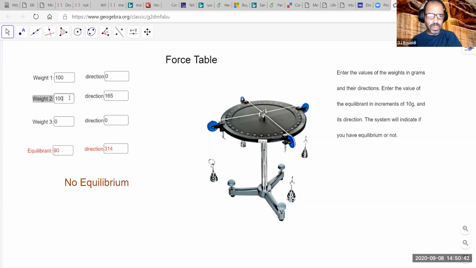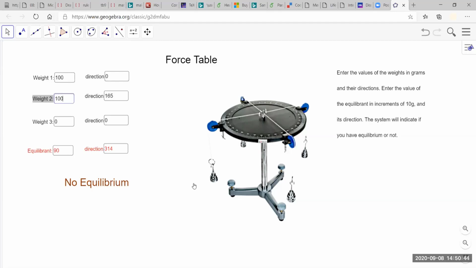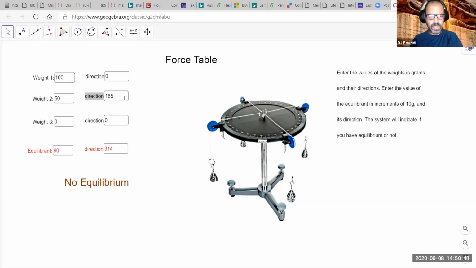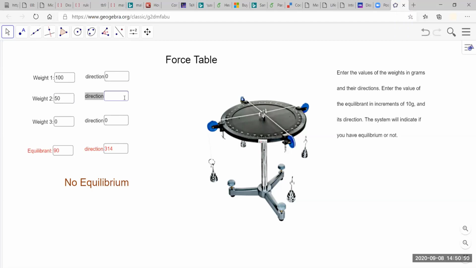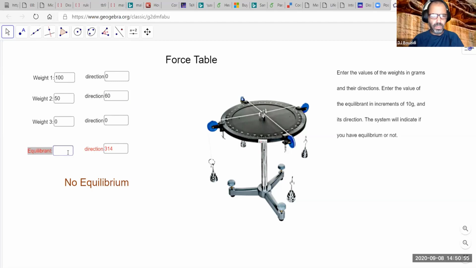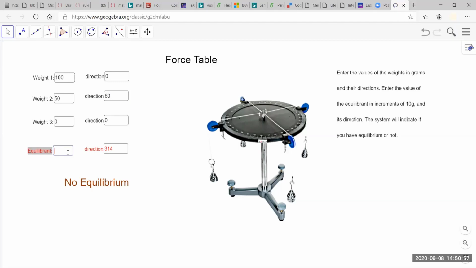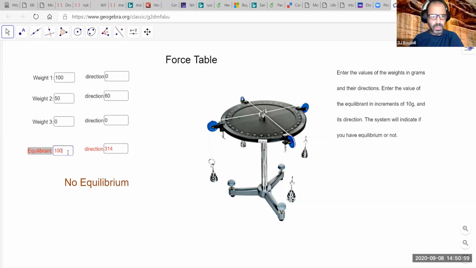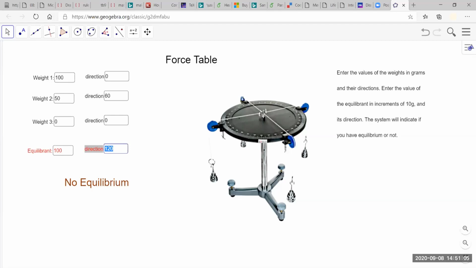And this one is what? What was the second one? 50. 50 at what angle? 60. 60 or 160? 60. So the sum of the two was how much? 100? Yes. That doesn't make sense. Okay, well, it makes... And the direction was 120? Yes. No, there's something wrong with this one in here.